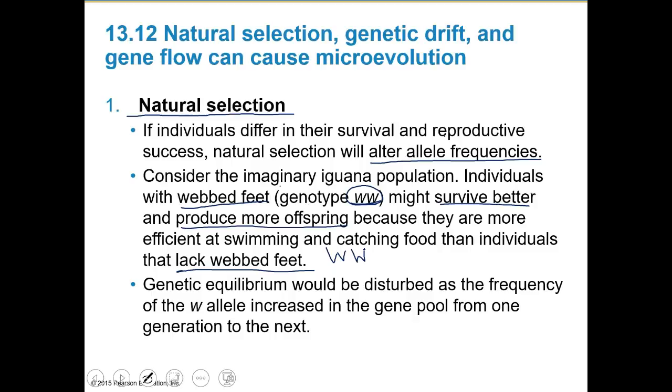Genetic equilibrium would be disturbed as the frequency of the little w allele increased in the gene pool from one generation to the next. If we have an increased number of little w's in the gene pool, that's evolution. That's a little bit of change in that population over time.